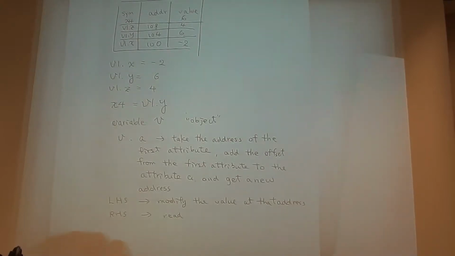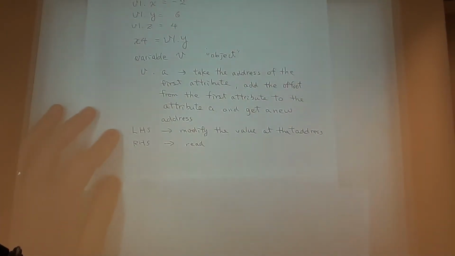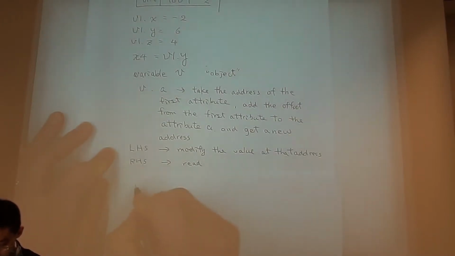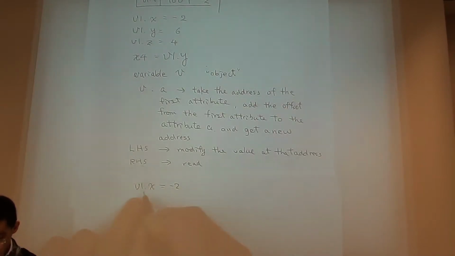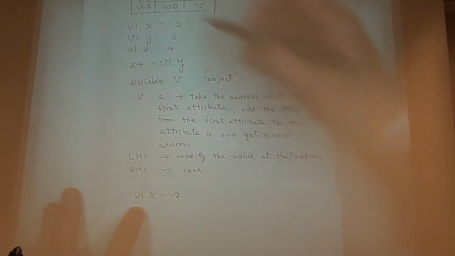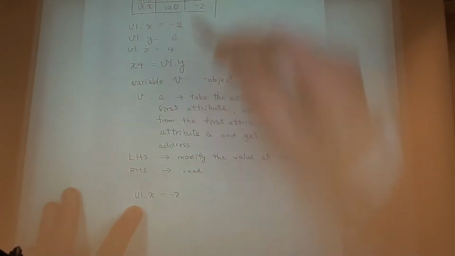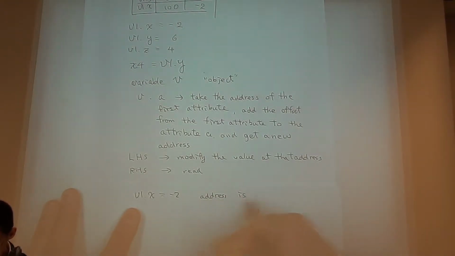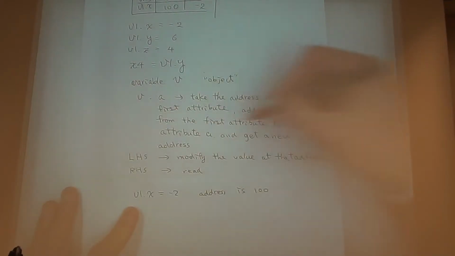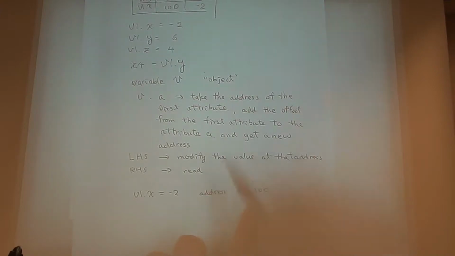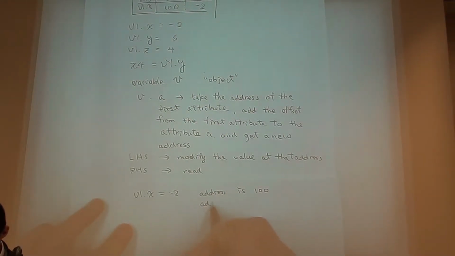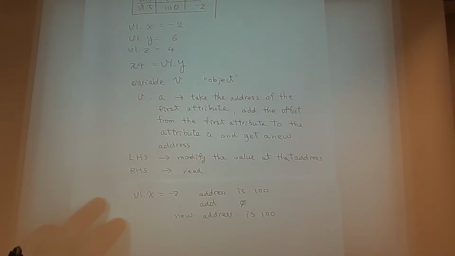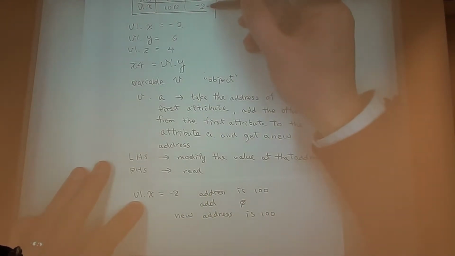So let me explain what this means. If I say v1.x equal to -2, the address of the first attribute is going to be 100. The offset is the address of this one plus whatever is in front. There's nothing in front, so I add 0. And the new address is 100, because x itself is the first attribute. Then, since it's on the left side, I modify the variable here, so I make it -2.